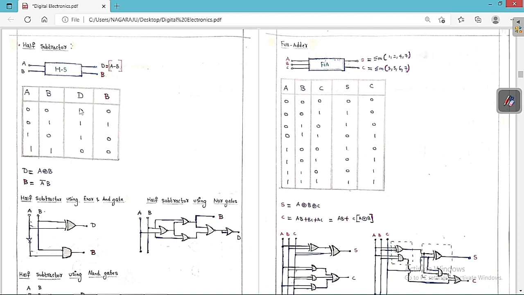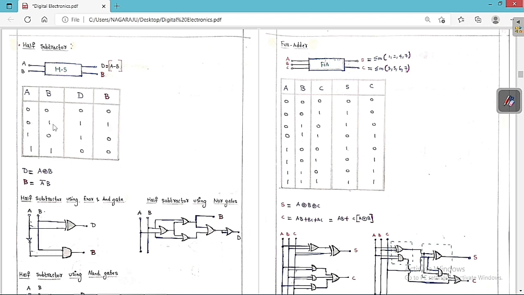Now I want to get the expression in terms of SOP. If you want the expression in terms of SOP, you have to take only the 1 terms. For the 1 terms, this is A bar B and here A B bar. You will do the summation. So A bar B plus A B bar is nothing but A XOR B. And for borrow, you will see clearly, there is only one term, which is 0 and 1.